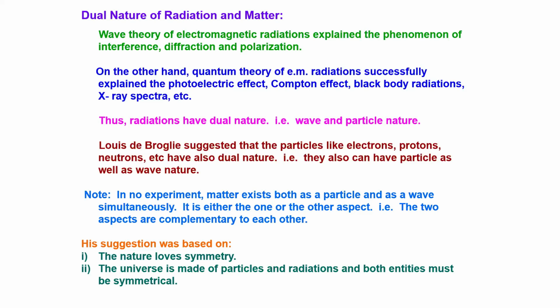From Louis de Broglie's suggestion, particles like the electron, proton, or neutron will also behave this way, and because of that we can say they have a dual nature, which means they have the particle as well as the wave nature. The suggestion is based on symmetry: the universe is made up of particles and radiation, and both entities must be symmetrical.